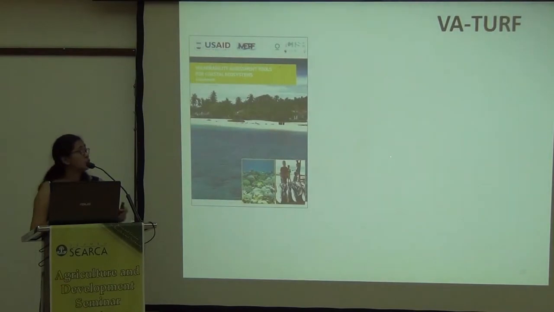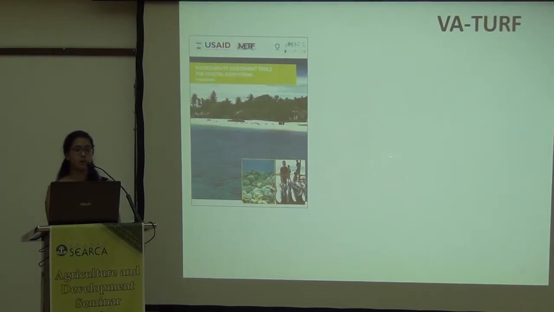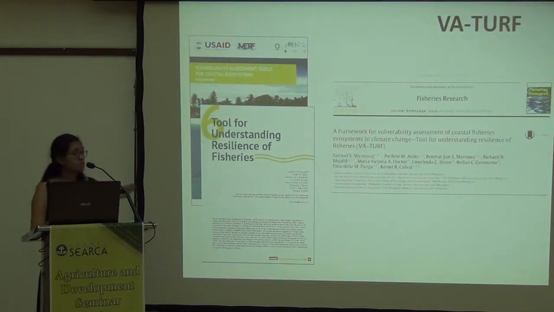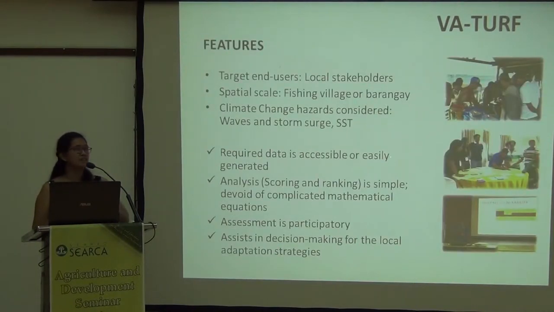So this tool is one of the tools in this guidebook, the vulnerability assessment tools for coastal ecosystems. They actually have three tools. One of them is this one. The other one deals with coastal integrity, and the other one is a combination of the fisheries and coastal integrity. And the framework of this tool was already published in Fisheries Research in 2013 by my colleagues.